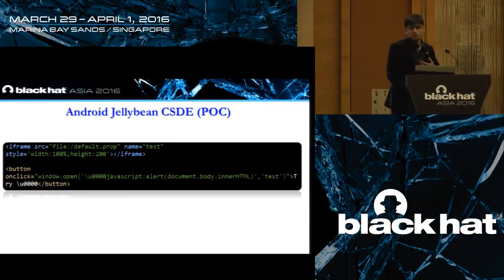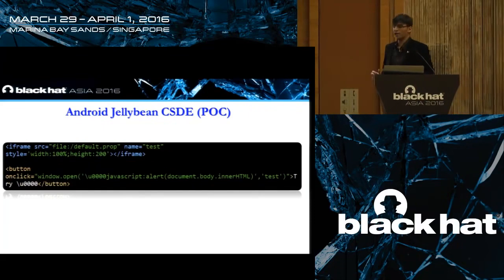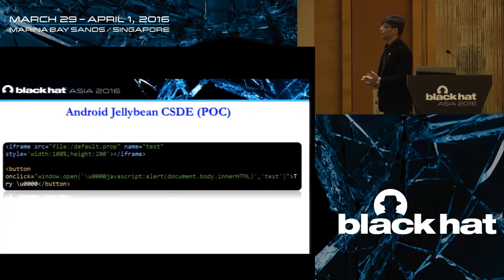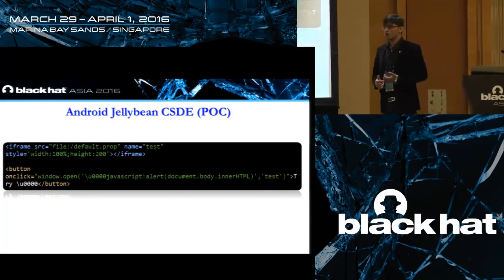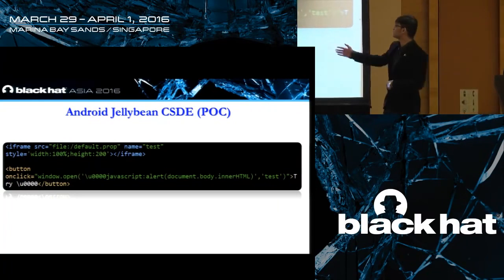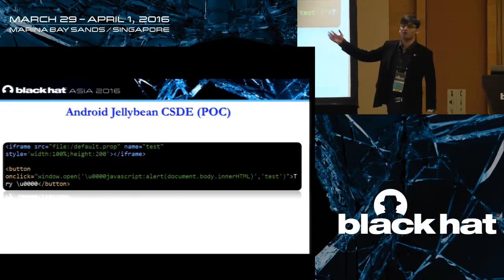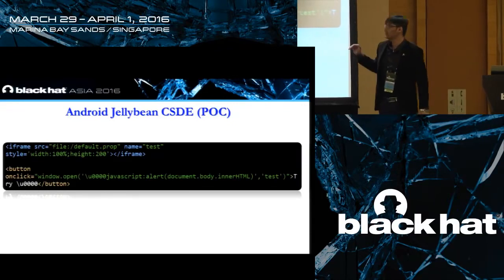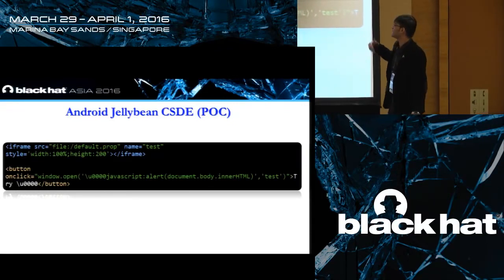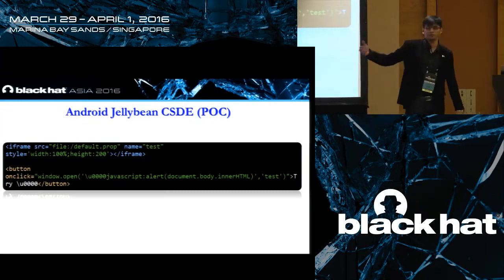However, in case of Android Jelly Bean, it was not possible for a local file to read another local file. So what we did was we used the universal access, or the same origin policy bypass that we found earlier. We used the same null byte in order to access the default.prop file.